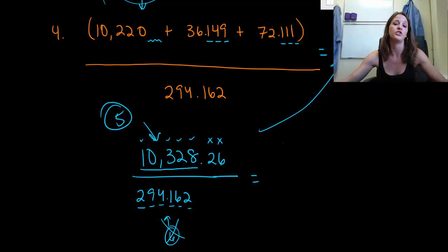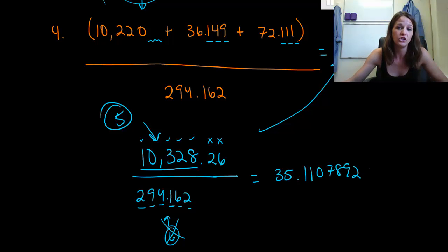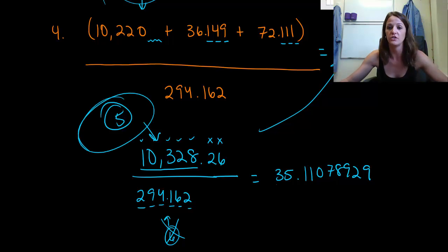10,328.26 divided by 294.162. If you do that properly, you get a number that is 35.11078929. That's what your calculator says, but you have to apply sig figs. You're only allowed 5 significant digits. So 1, 2, 3, 4, 5. That's your cutoff. So you rewrite it, 35.11.